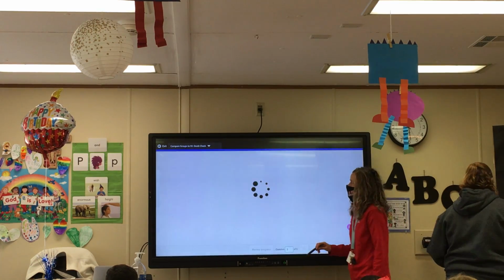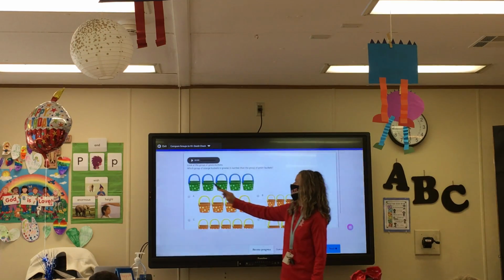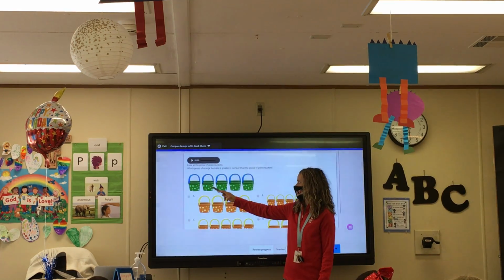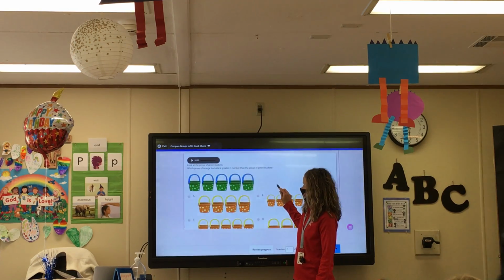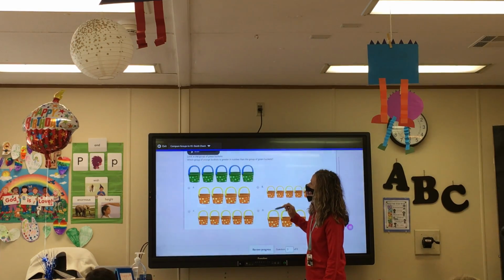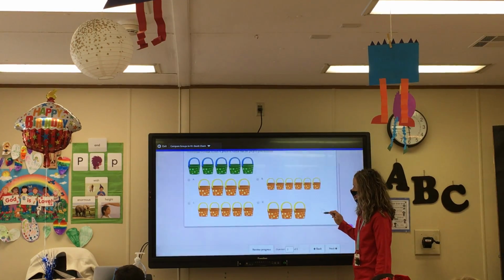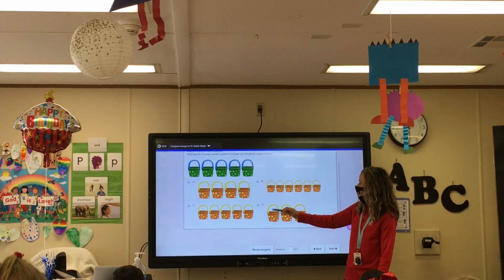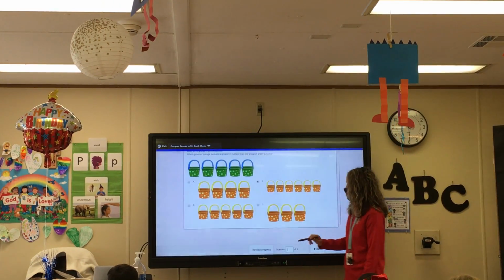Here we go. Okay, look at the group of green buckets. Okay, so let's count. One. Five green buckets. So it says, which group of orange buckets is greater in number than the green buckets? A, B, C, or D? B. Okay, there are a lot of B's. We'll go with B.